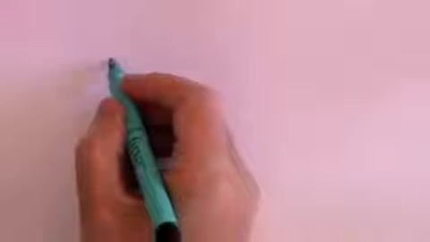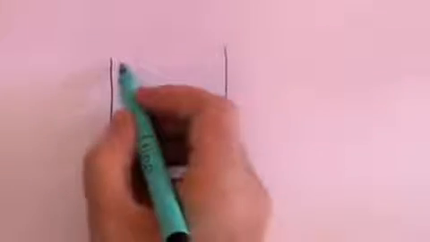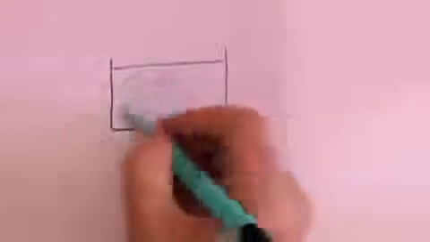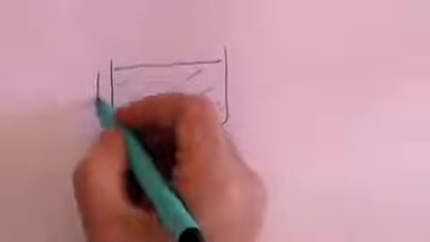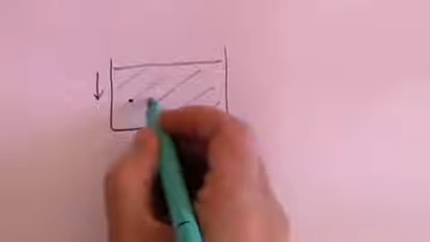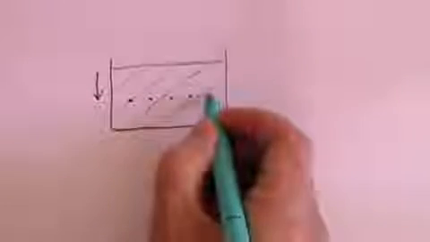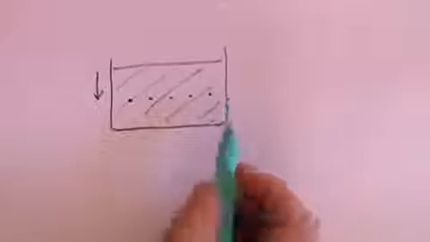In a fluid, the pressure varies with depth, and all the points at the same height in a fluid have the same pressure. So if this is a fluid, then the pressure will increase as the depth increases, but all points at the same depth or the same height will have the same pressure.